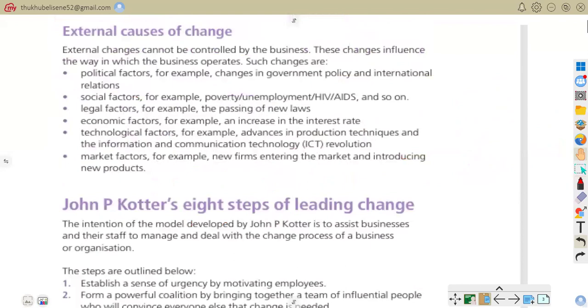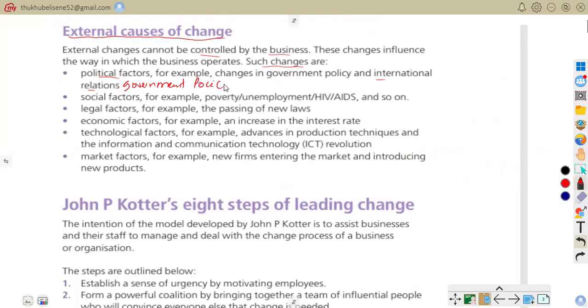Now we move on to external causes of change. External changes cannot be controlled by the business. These changes influence the way in which business operates. Such changes are political factors, for example, changes in government policy and international relations. Government policies affect the business.